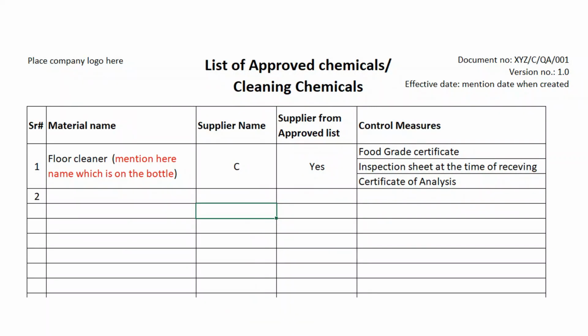And remember, if there is any chemical that you are using in your facility, accidentally or for any reason, and it is not in your approved chemical list, it will be a non-conformance by the auditor. So please be very careful about this.